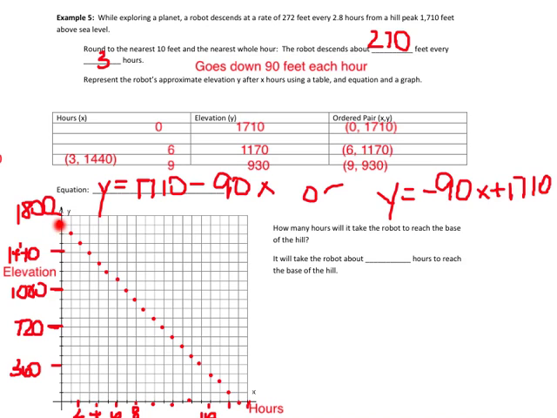So I start at the original elevation, and I go down 90 and over 1. Down 90 and over 1. And I continued that pattern throughout. Now the last thing I have to do is think about if I should connect the dots. And does it make sense to have a number where we have a half an hour? So yes, the elevation would be somewhere in between these two dots after a half hour. So I'm going to go ahead and connect the dots.